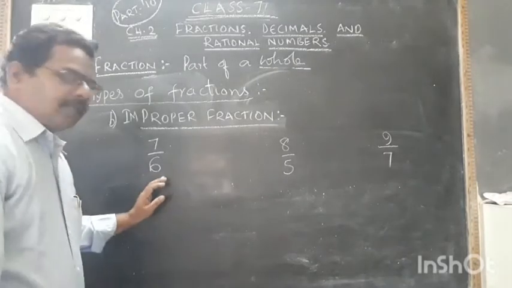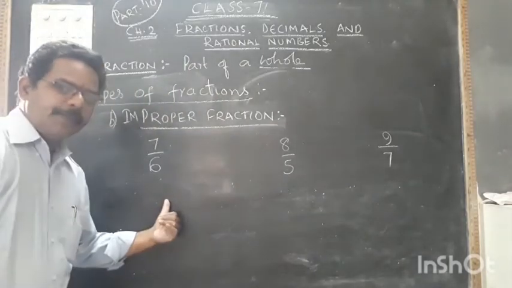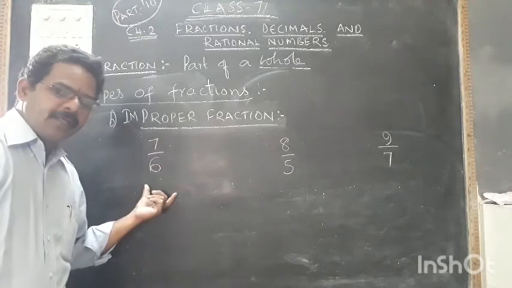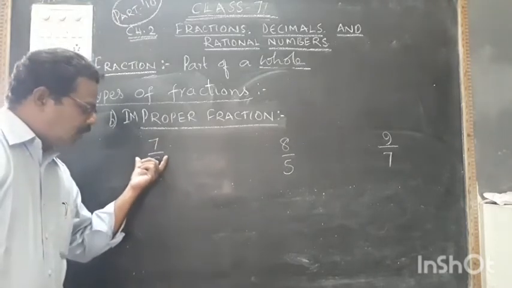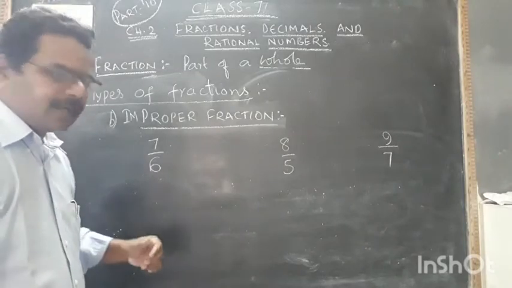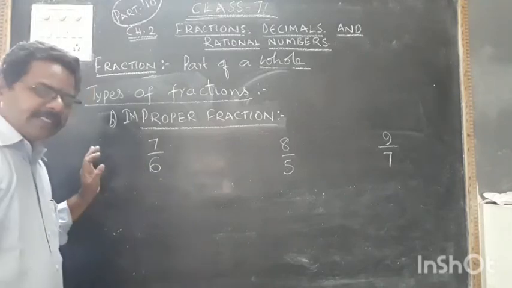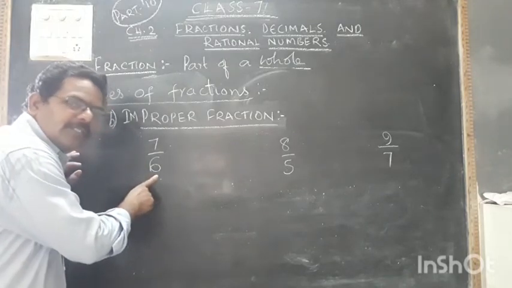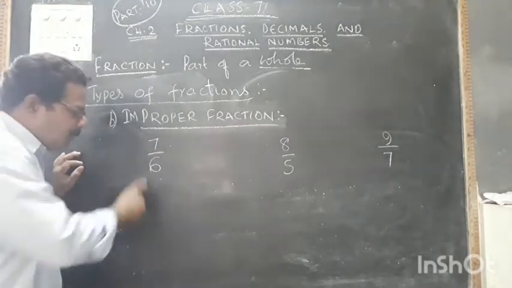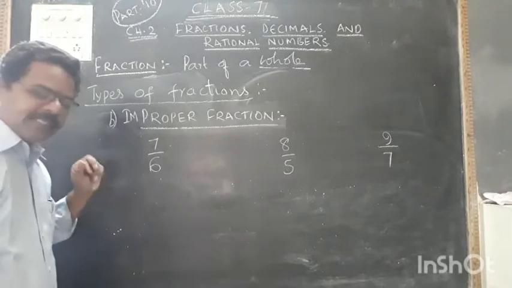See children, here I have taken 3 examples. For what purpose are we taking these examples? This is an improper fraction. How to convert it into the form of a mixed fraction? That we shall see now. 7 by 6 I have taken. In this 7 by 6, 6 is called the denominator and 7 is called the numerator. By is nothing but divided by. So 7 divided by 6.